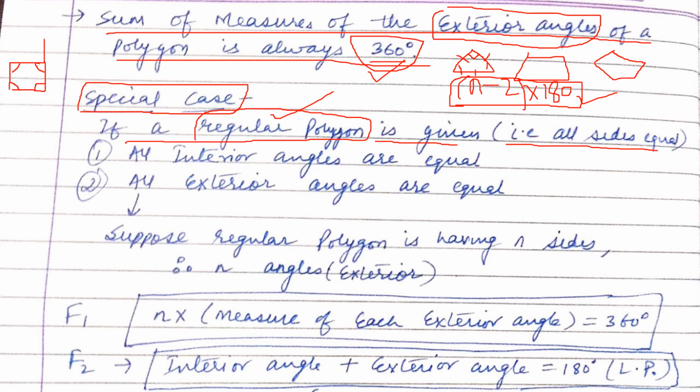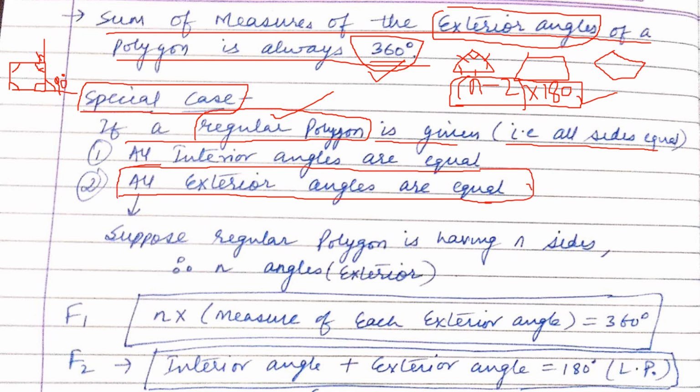If I extend this line, you can see this is 90, it is also 90 because interior and exterior are forming a linear pair. Similarly, if I extend this line, this exterior angle is also 90. So we can observe here that in a regular polygon, all interior angles are equal and all exterior angles are equal. So first property is, in the case of regular polygon, all interior angles are equal to each other. Second property, all exterior angles are equal to each other. Now, this second property will help us to find many things.